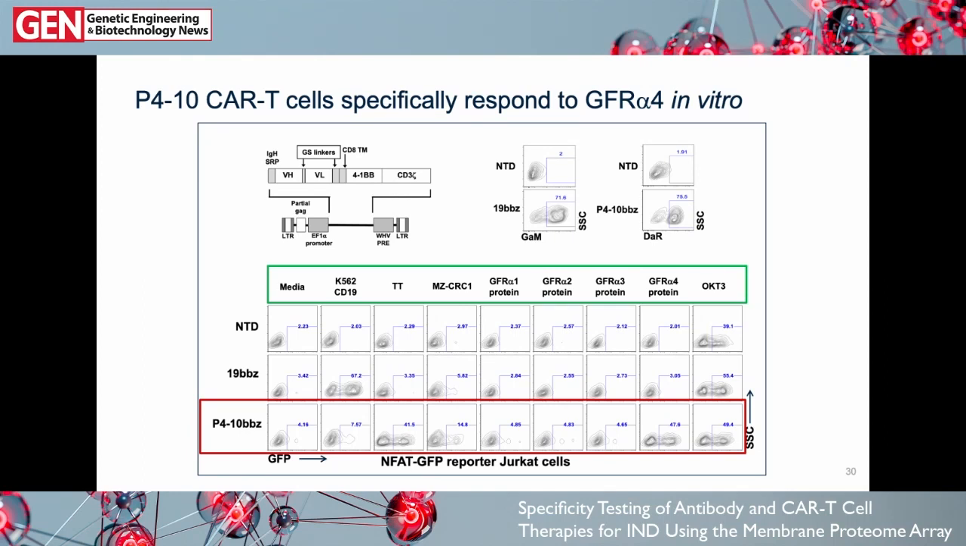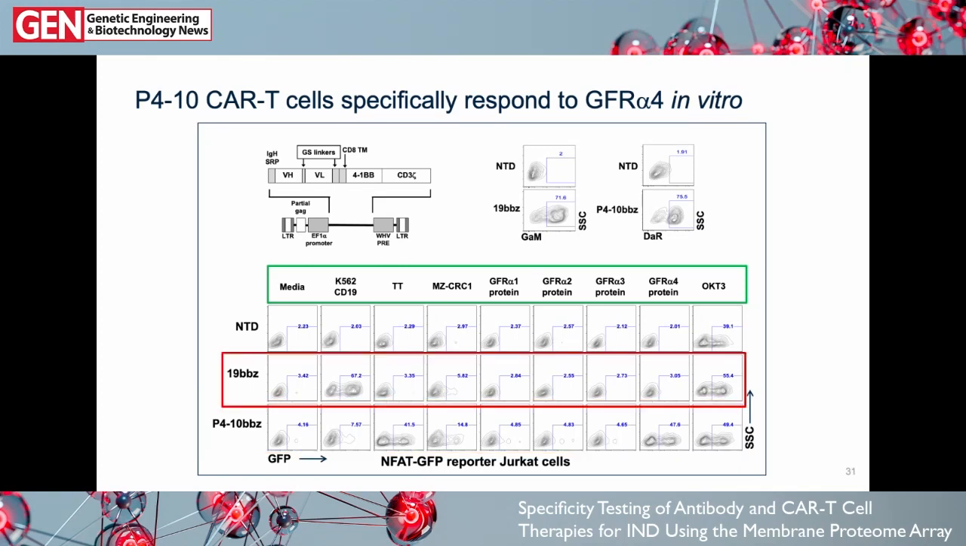As can be seen, P410 CAR T cells are activated by the MTC cell line TT, another MTC cell line MZ-CRC1, and by immobilized recombinant GFR alpha 4 protein, but not by K562 cells expressing CD19 or by immobilized recombinant GFR alpha 1, alpha 2, or alpha 3 protein, as would be predicted from the integral molecular proteome array. Conversely, in the red box here, CD19 CAR T cells are only activated by K562 cells expressing CD19. OKT3 antibody serves as a positive control for both types of CAR T cells. Media alone does not activate either CAR T cell, and non-transduced cells designated NTD are only activated by OKT3.